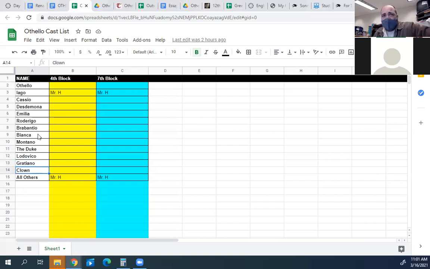Then we have this character who's called Clown, who's an overly intelligent servant that makes fun of Othello and at some point Desdemona and Emilia as well. He likes to make puns and make jokes and things like that. So those are all of your characters.